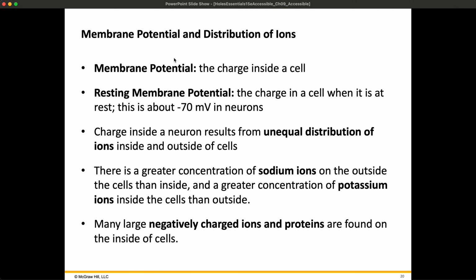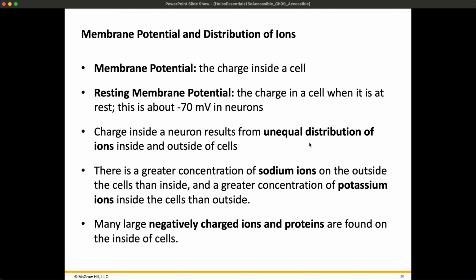So when we talk about the polarity of a cell, we have to talk about the membrane potential. And this is the charge inside of a cell. The difference between the inside and the outside is the potential difference. Resting membrane potential for neurons is negative 70 millivolts. Depending on the cell in the body, it's going to be a little bit different, but in neurons, it's about negative 70 millivolts.